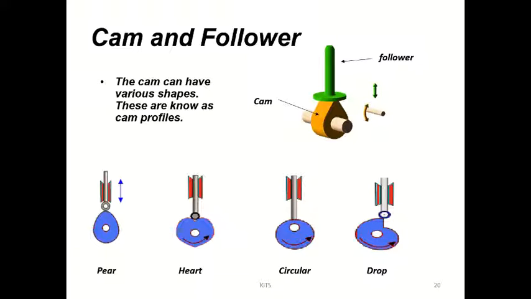Once again, this disc cam is classified based on the shape. All the four cams are disc cams only, but look at their shape. This is called pear. This is called heart shaped. This is circular cam. This is drop cam, because the follower will move gradually upward, and at one point suddenly it will drop back. So this is called drop cam.